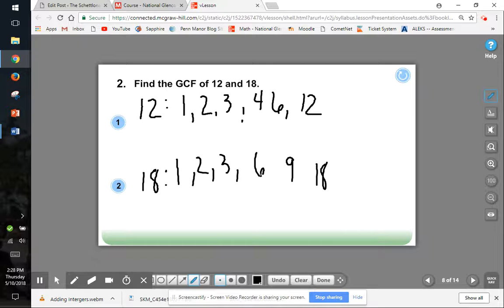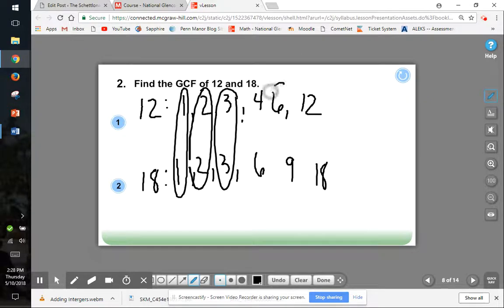Now, what we do is compare the factors of 12 and 18. There are 2 that are the same. They're not in the same line, but 6 and 6 are definitely the same thing. So if I'm looking at the factors that are common, I see 1, 2, 3, and 6. And the greatest of those is 6. So ladies and gentlemen, the greatest common factor of 12 and 18 would be 6. That's how you do that.